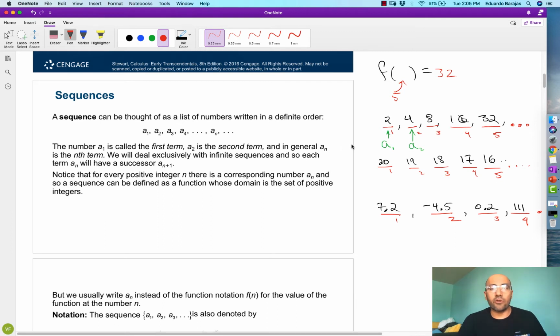So notation is really important. There's lots of different ways to describe a sequence. So let's cover a few of the ways in which we can do that.